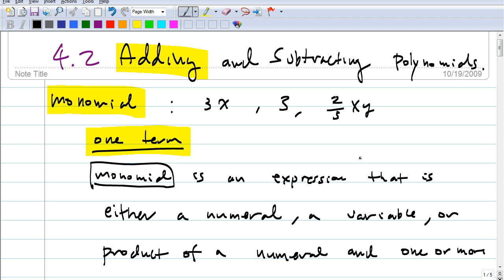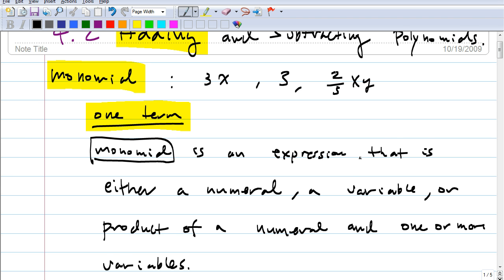Yeah, number. A variable, like x or y. Or it could be, and that's the important part here, a product of a numeral, meaning a number, and one or more variables. As you can see, 2/3 xy has more than one variable. It's a number times a couple of variables. So this is how we define a monomial. That's what we're going to start with, okay? So write that down.